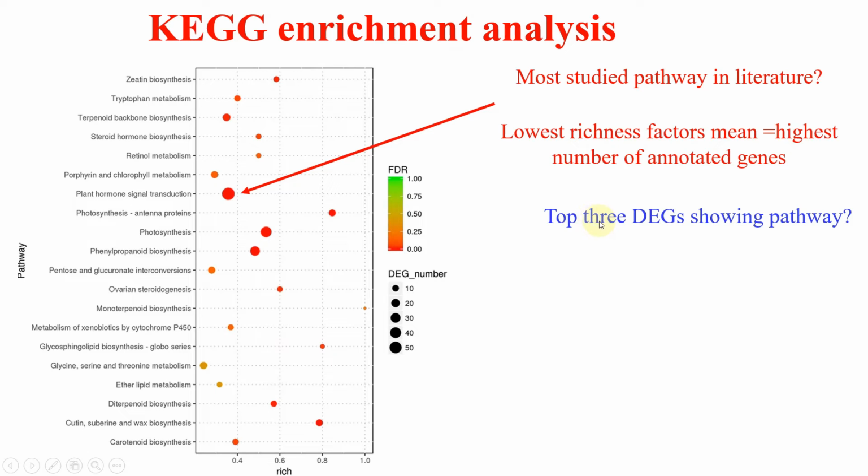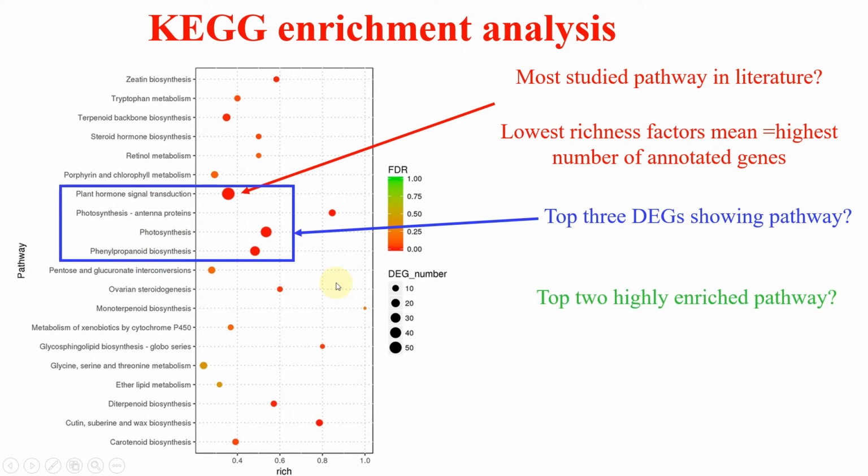So now we will try to find the top 3 DEG-showing pathways. What would be the top 3? It would be these three. You can see the biggest sizes belong to plant hormone signal transduction, photosynthesis, and phenylpropanoid biosynthesis. And what are the top two highly enriched pathways? We know that enrichment is closely related to the rich factor. You can see the higher the rich factor, the higher the enrichment of the pathway. So the top two highly enriched pathways would be closer to one. You can see the ones closer to one are this and this. So these would be the top two with the highest enrichment factor.